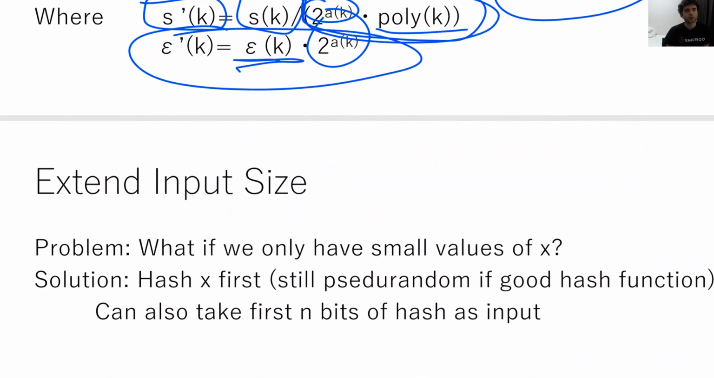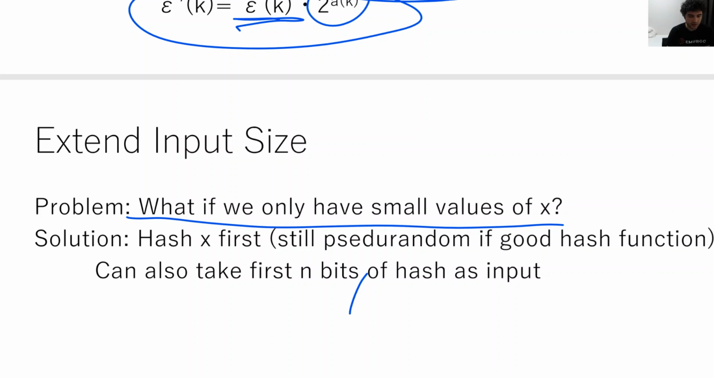Okay, brief discussion for extending the input size. So what happens if we only have small values of X? We can extend our domain, the size of our input, as long as we have a good hash function, by some definition of good, right? So for example, if you have a cryptographically secure hash function, you could take your input of size 5, maybe you have only inputs from 1 to 5, and you could hash it to a 256-bit number. So now your input size is 256 bits.